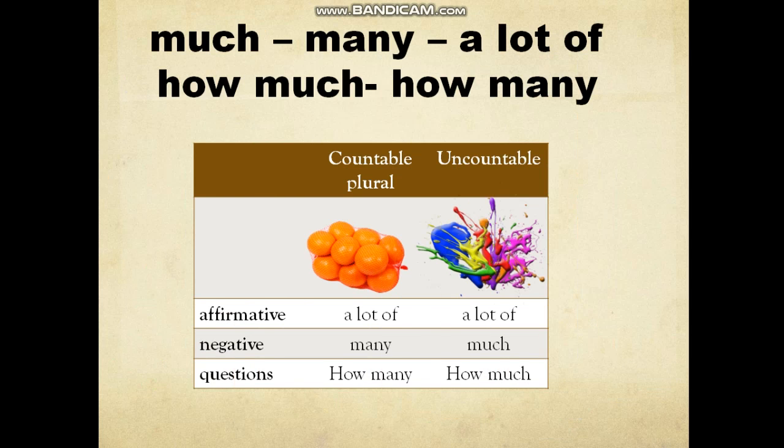So, about much, many, a lot of, how much, and how many, it's different from countable plural or uncountable. For positive sentence, countable plural is about a lot of. Uncountable, we can also use a lot of. But for negative sentence, countable we use many, and for uncountable we use much. Also, it's different in questions. If we want to make questions, for countable we use how many, and for uncountable we use how much.